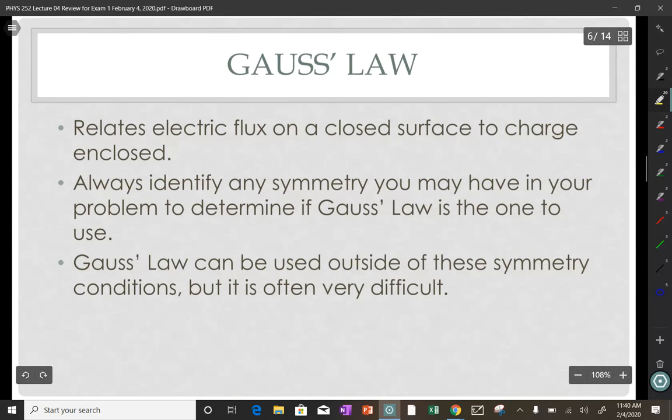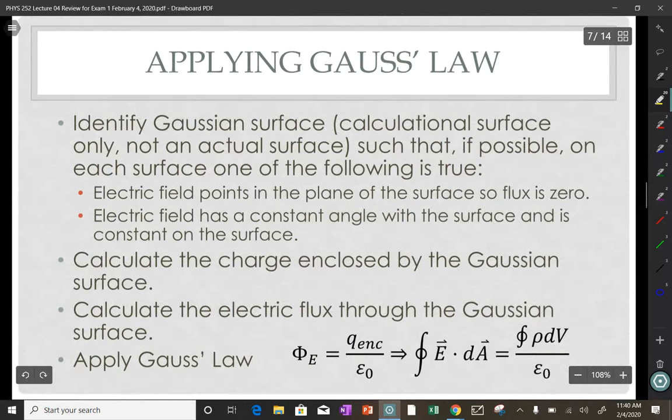Notice my last statement. Gauss's law can be used outside of these symmetry conditions, but it is often very difficult. And that's when we use Coulomb's. And if it's not very difficult, well, great.